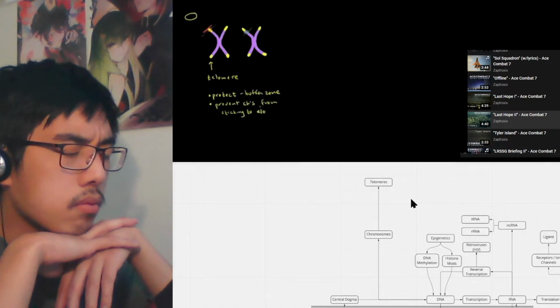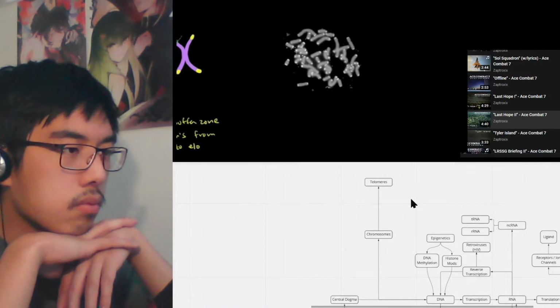If chromosomes stuck to each other, then a lot of the genes would be scrambled and genes wouldn't be where they're supposed to be, and that would be pretty problematic. And here's actually a picture of human chromosomes where the telomeres are highlighted in this fluorescence. So you can see the telomeres over here. You can see at both ends of each chromatid, there are telomeres.